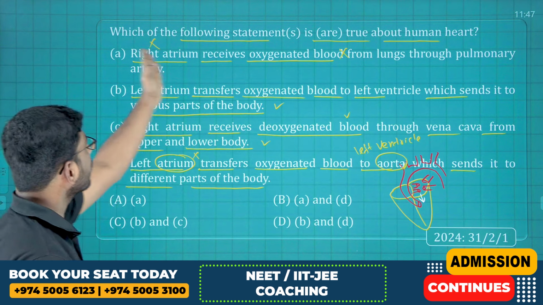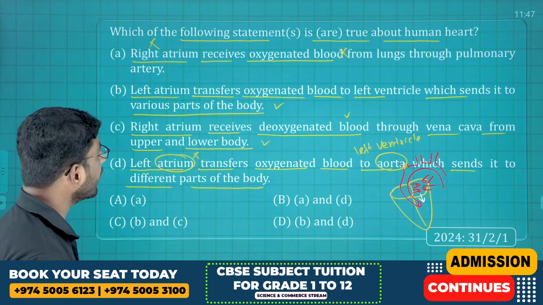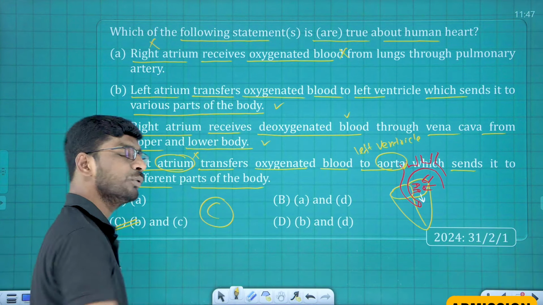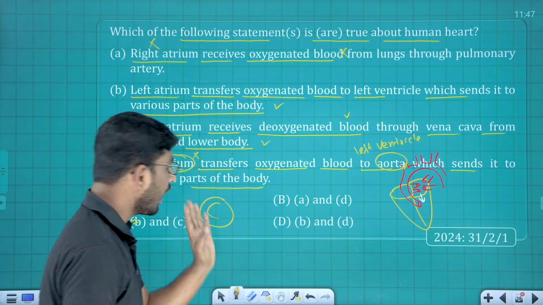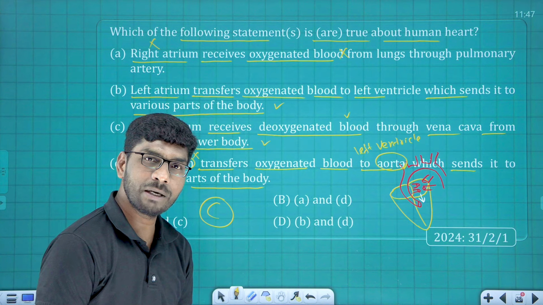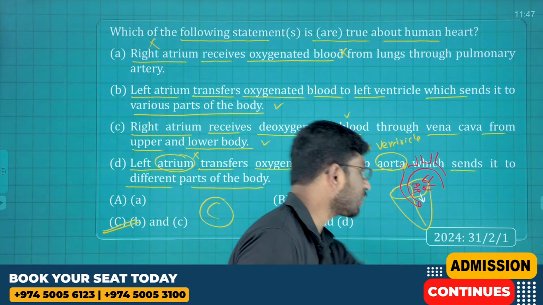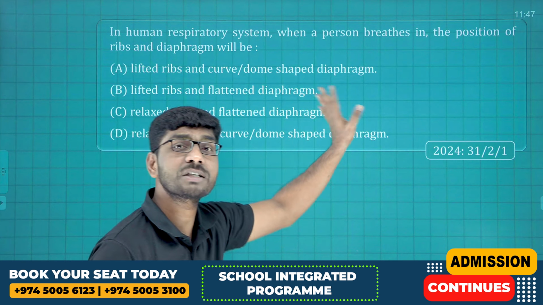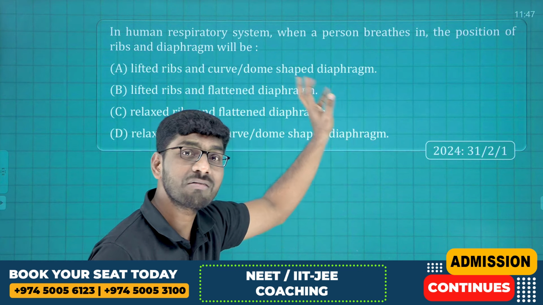So answer me here. Which of the following statements are true? How many are true? B, C are true. The answer is option C. B, C are true. Am I clear? I hope you all are following me, right? Next question. Look at the next question. 2024, from the respiratory system of humans. Life process chapter, respiratory system.